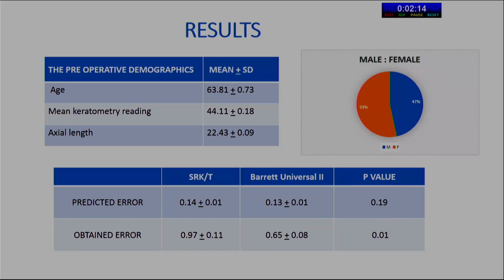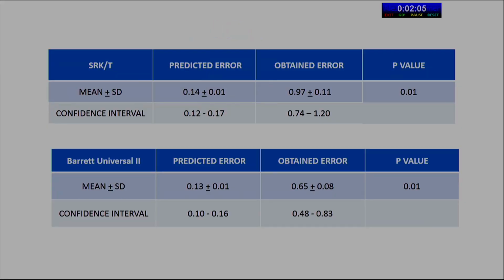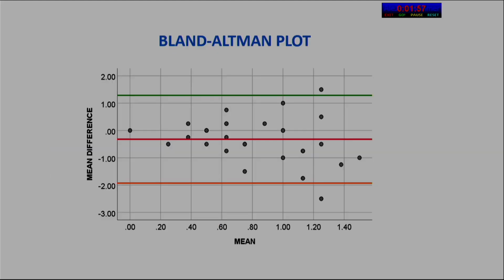There is no significant difference in the predicted error between the SRK/T and Barrett Universal 2 groups, and there is a significant difference in the obtained error between the 2 groups. And there is a significant difference between predicted and obtained error in both SRK/T and Barrett Universal 2 groups. The Bland-Altman plot was constructed, and there is a positive agreement between the 2 formulas.